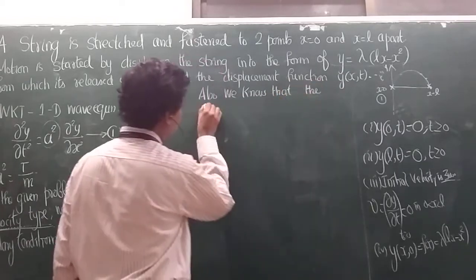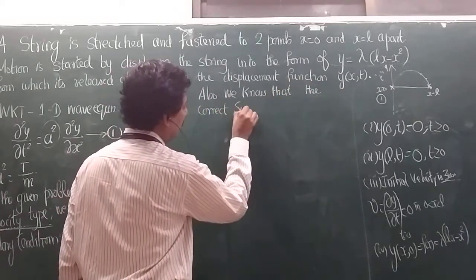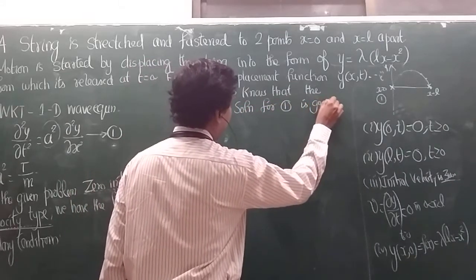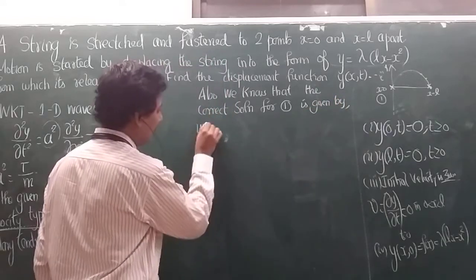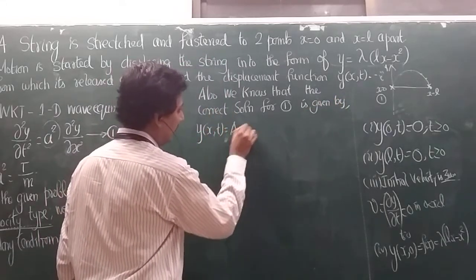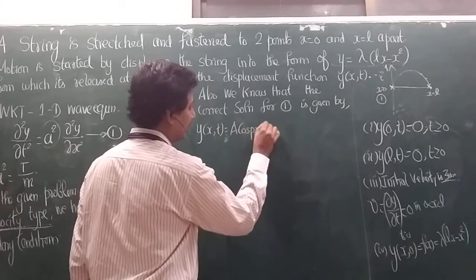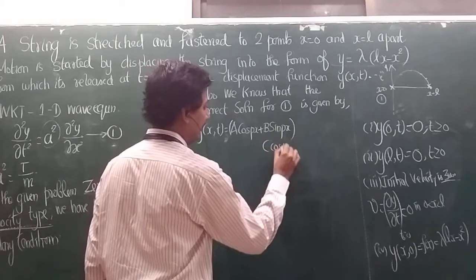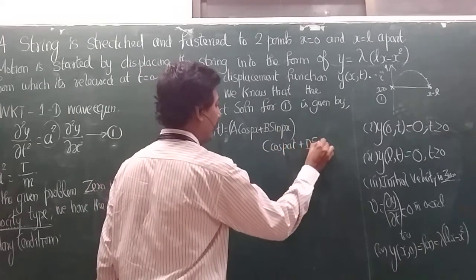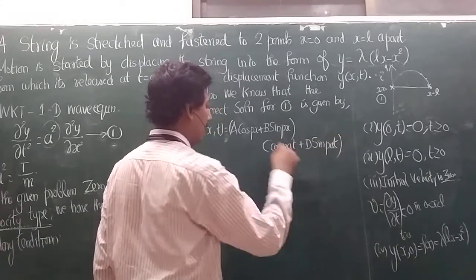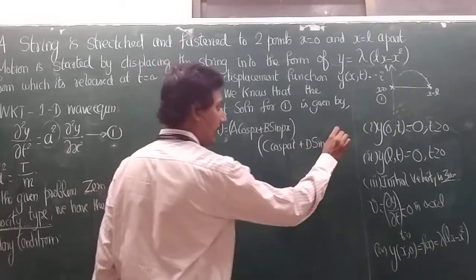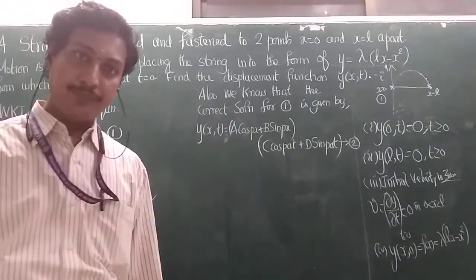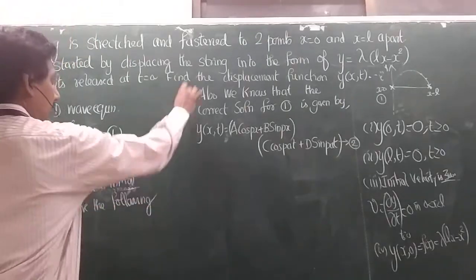We also know that the correct solution for equation number 1 is given by y of x comma t is equal to (a cos px plus b sin px) into (c cos pat plus d sin pat). There is a separate video I made for all possible solutions, using the method of separation of variables technique. Please go and watch. So this is my required solution.